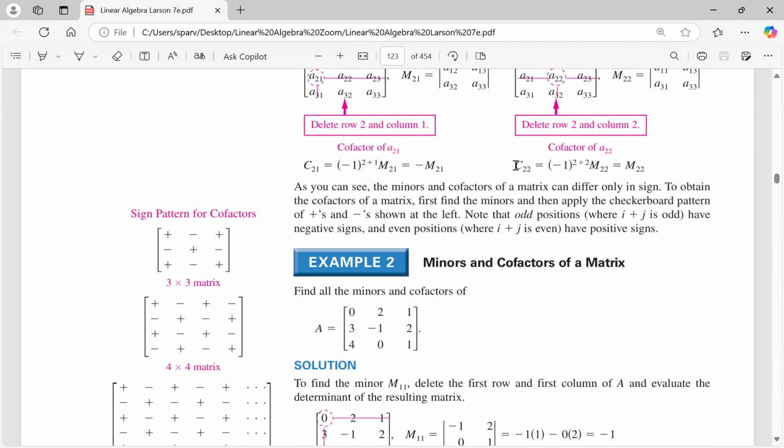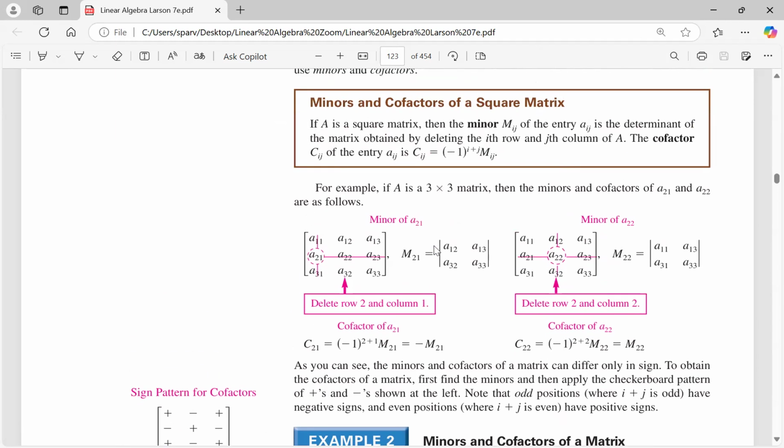What about the cofactor for second row, second column? Again, the sign for second row, second column: I do -1 to 2 plus 2, and 2 plus 2 is 4. So -1 to the 4th power is +1. That's why the cofactor 2, 2 and the minor 2, 2 end up being exactly the same. So again, hopefully everybody's okay with minors and cofactors here.